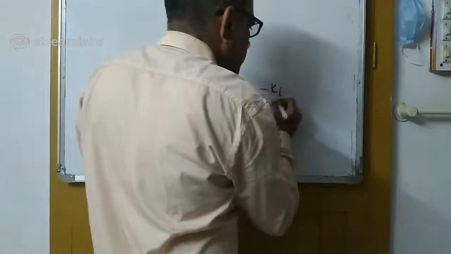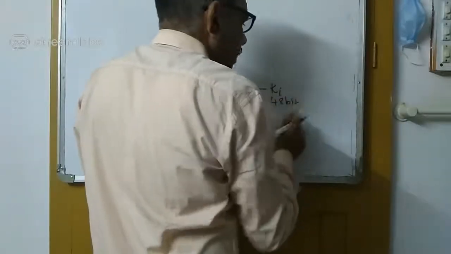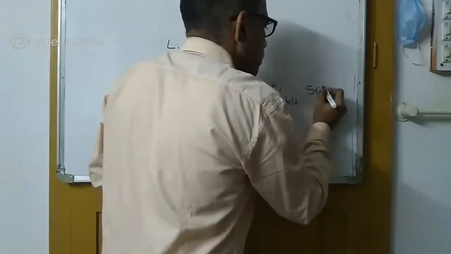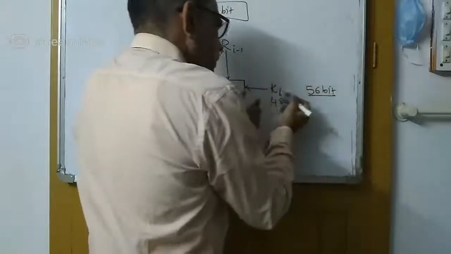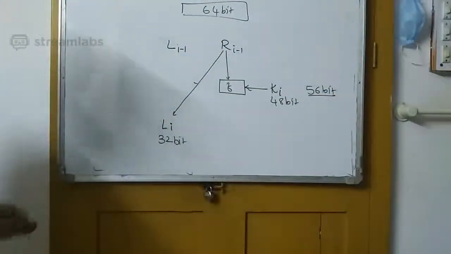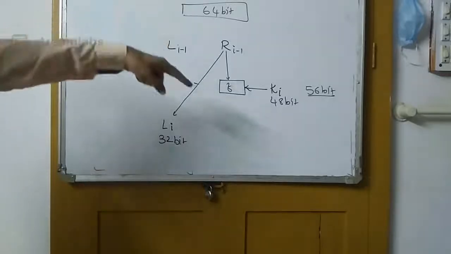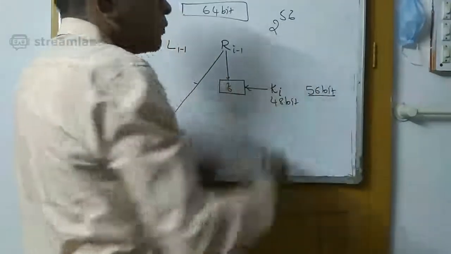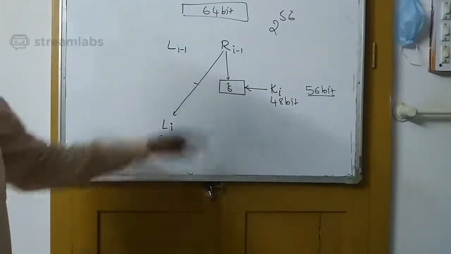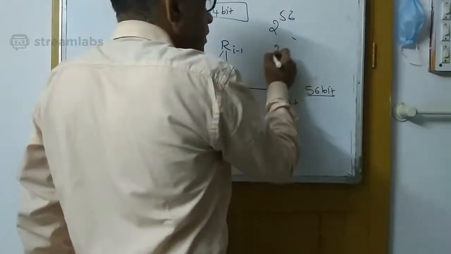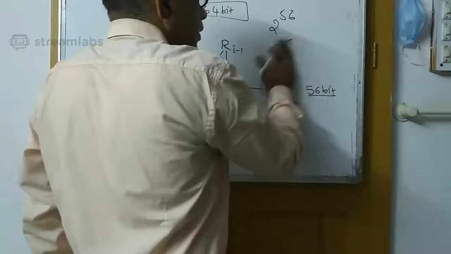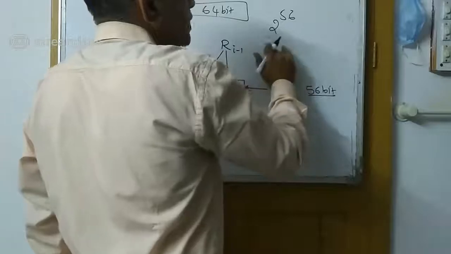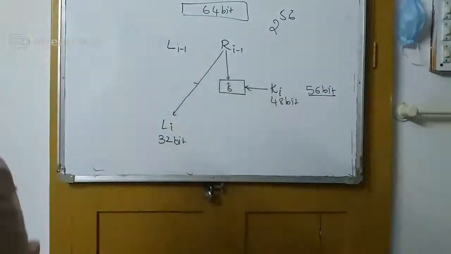It is of the size 48 bits. But when you talk about the key space, the actual key size is 56 bits. So you are deriving 48 bits out of these 56 bits. That means you have 2 raised to 56 different combinations of keys. Out of that, you are selecting a key of 48 bits. So you are mapping these 2 raised to 56 to 2 raised to 48 values.